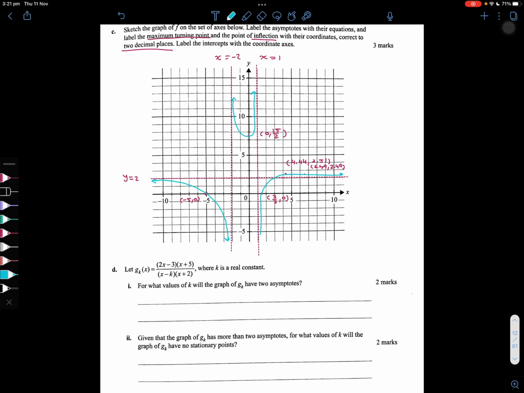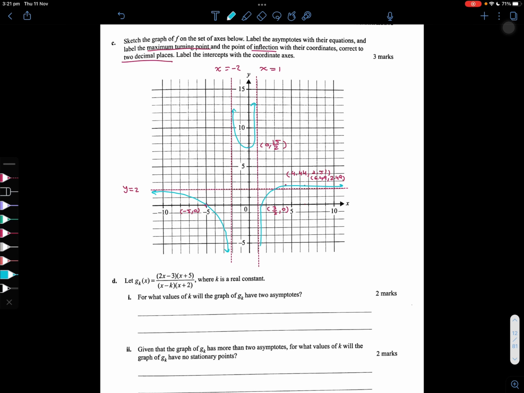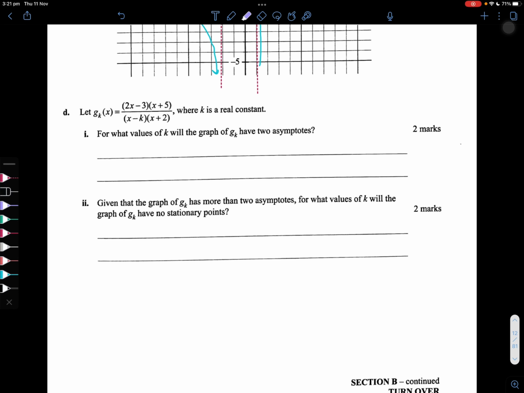Okay, something like that. Make sure we've labeled everything, labeled the asymptotes. I labeled the maximum turning point, which is right there. Point of inflection, right there. Their coordinates. Okay, label intercepts with the coordinate axes. We've done that. Okay, so that looks good.